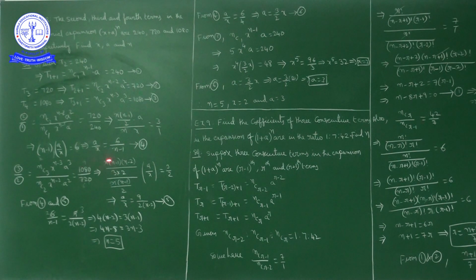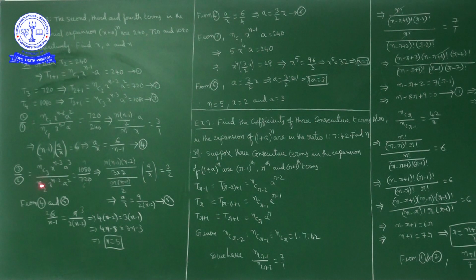Now here, NC3 is n into (n minus 1) into (n minus 2) by 3 into 2. Actually NC3 is n factorial by (n minus 3) factorial into 3 factorial. Okay, so n factorial we can write as n into (n minus 1) into (n minus 2) into (n minus 3) factorial. The (n minus 3) factorial in numerator and denominator cancel. So NC3 is n into (n minus 1) into (n minus 2) by 3 into 2 into 1.